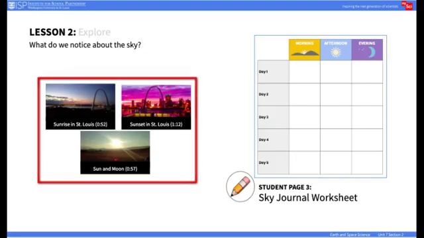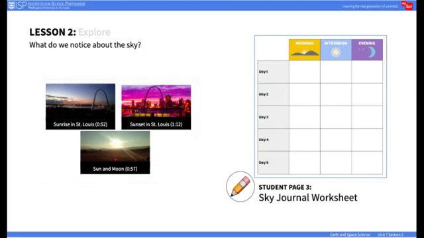Alternatively, watch any or all of these videos showing the morning, afternoon, and evening sky. Ask the students to point out what they notice.